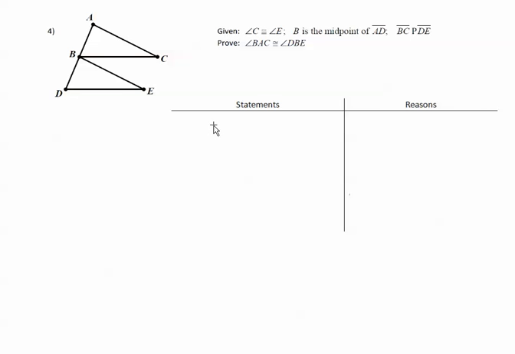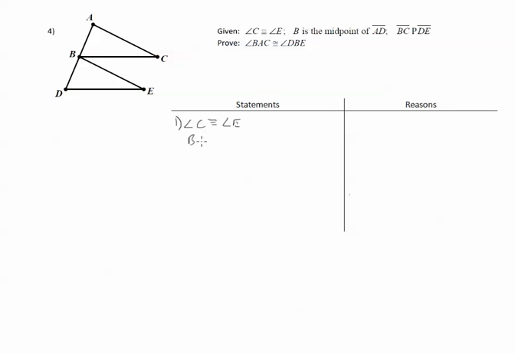Now let's look at more proofs with CPCTC, number 4. Again, we will start off by writing our givens. Angle C is congruent to angle E.